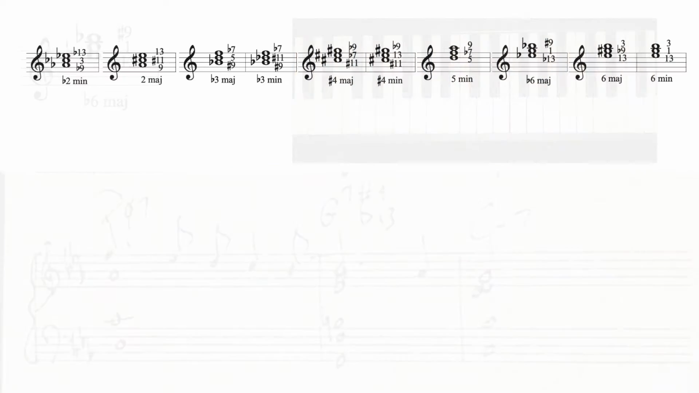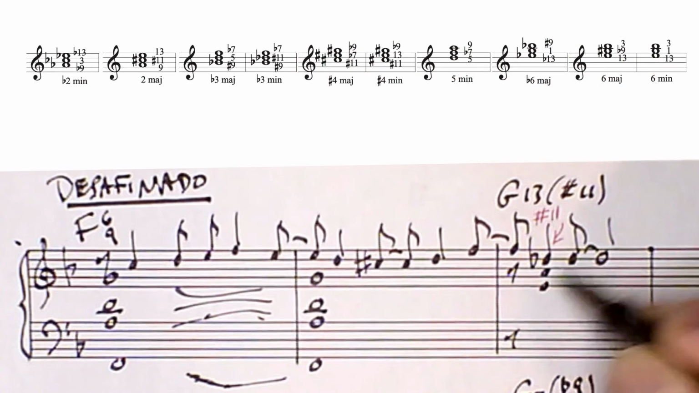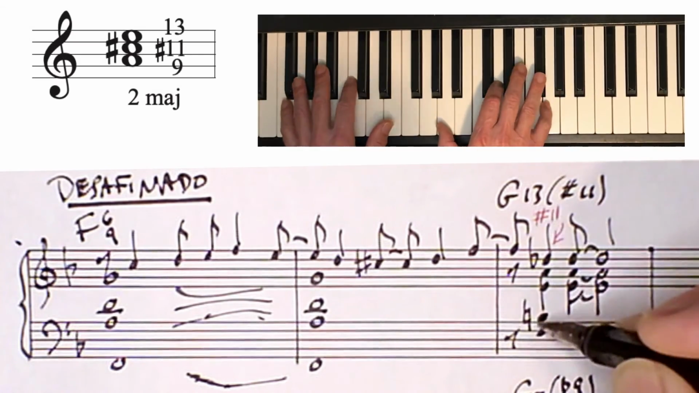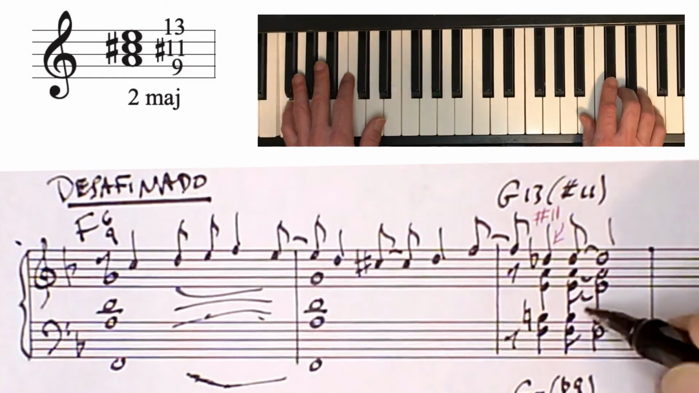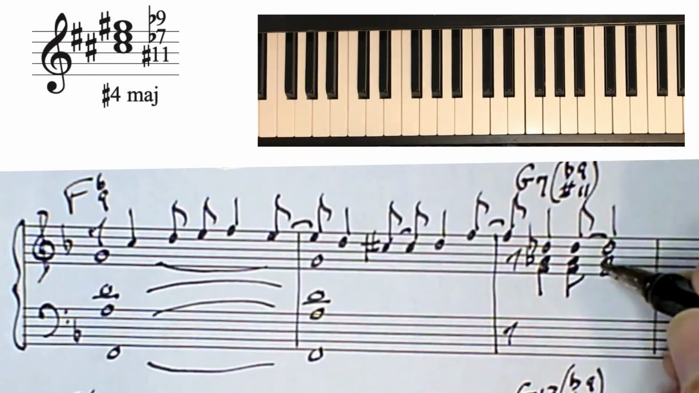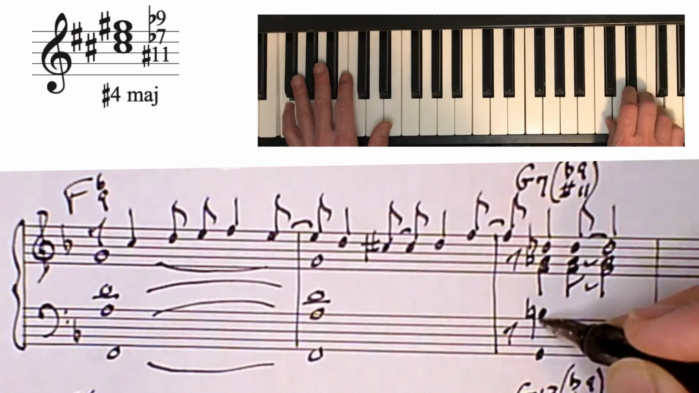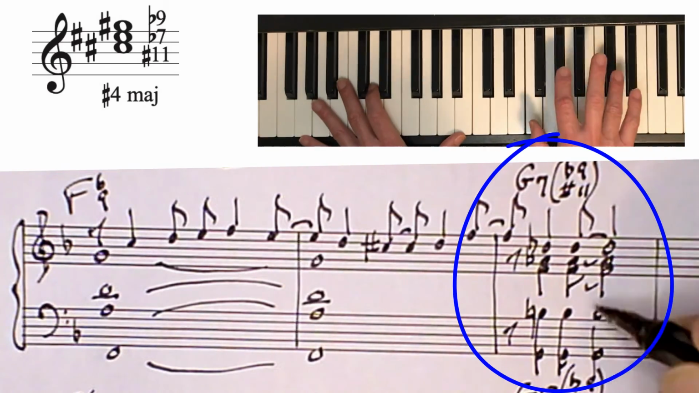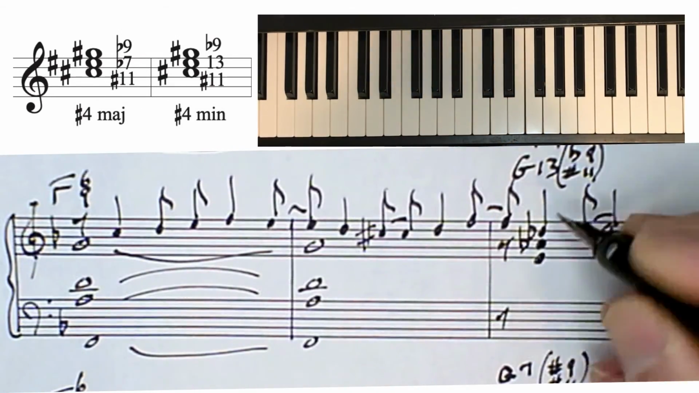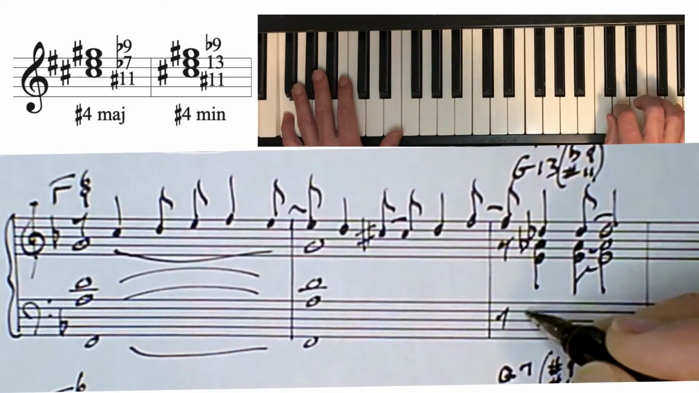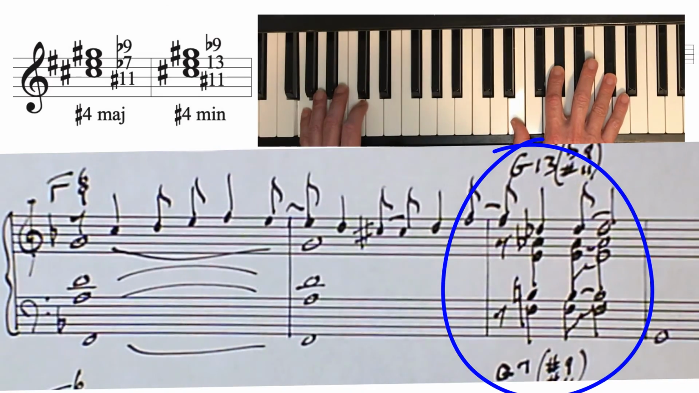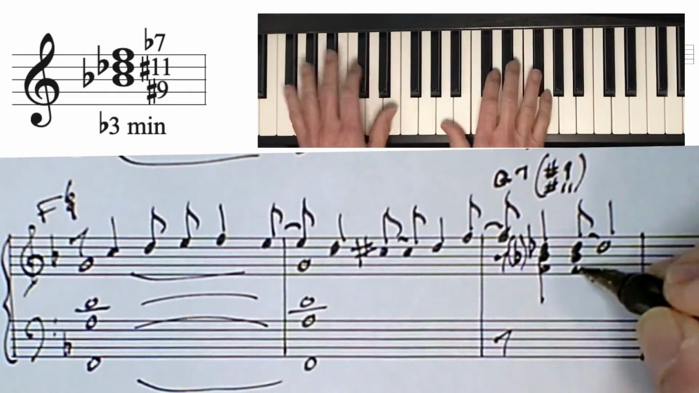Now, melody notes on the sharp 4 are a little rare, but there's an example at the beginning of Desafinado. Use a major triad on 2. Or a major triad on sharp 4. Or even a minor triad on sharp 4. Remember now, these are spelled enharmonically. And finally, a minor triad on flat 3.